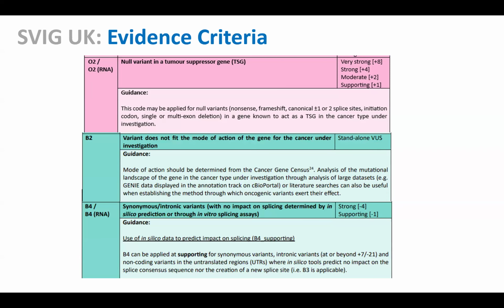The benign equivalent of those, not always fully benign equivalent, but the benign side of this is when the variant does not fit the mode of action of the gene under investigation. So, for example, a loss of function variant in an oncogene, you can directly put that as a variant of uncertain significance without having to do more work. Again, this is trying to help labs find workflows that will speed up the process.